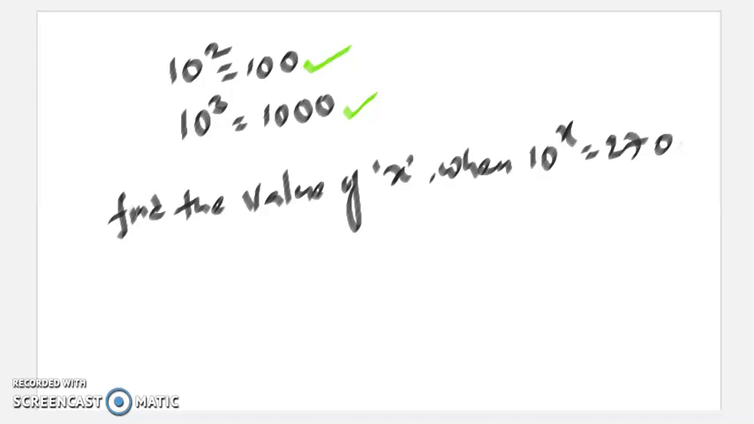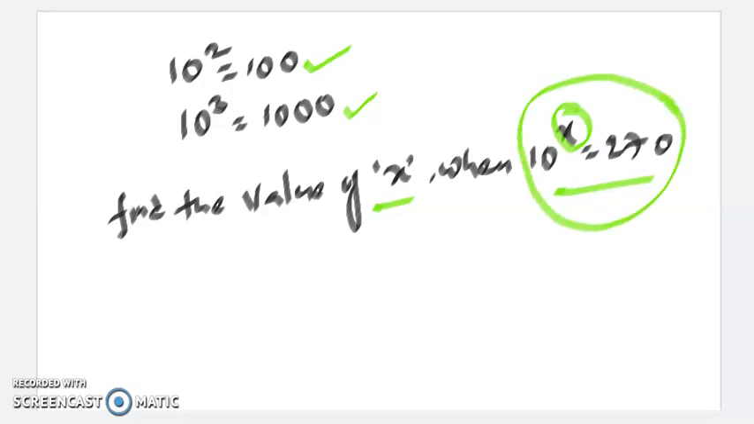And what is the value of x when 10 power x is equal to 270? Means, to what power of 10 do we have the value 270? In such cases, to find the value of x, we must use logarithms.